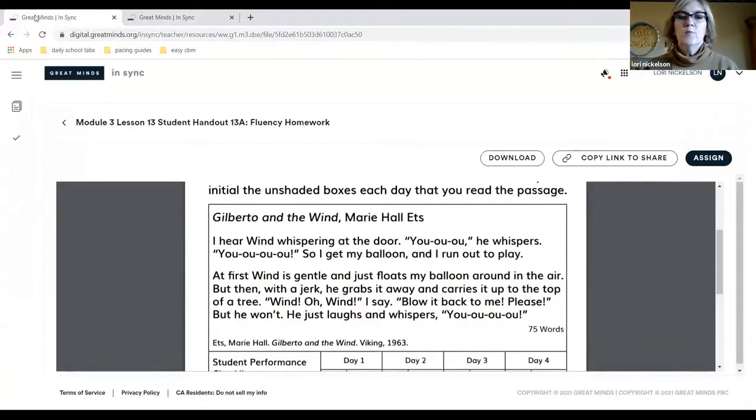It says, Gilberto and the Wind, Marie Hall Ets. I hear wind whispering at the door. He whispers, you. So I get my balloon and I run out to play. At first, wind is gentle. It just floats my balloon around in the air. But then with a jerk, he grabs it away. Blow it back to me, please. But he won't. He just laughs and whispers, you.